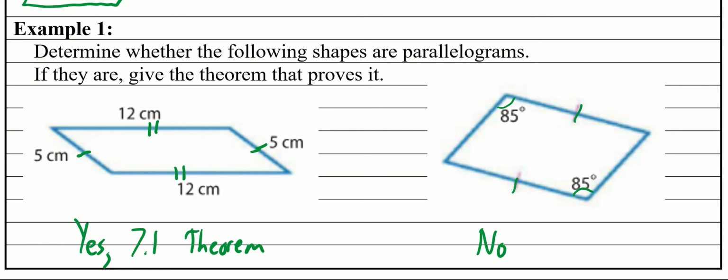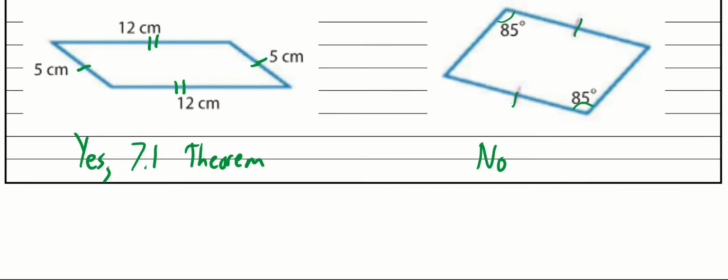This is a mix of some of our theorems. I see one pair of sides and I see one pair of angles, but I would also need the other pair of sides or the other pair of angles in order to say that this is a parallelogram. So simple enough, I can just say no here. Okay? All right, moving on to another kind of problem.